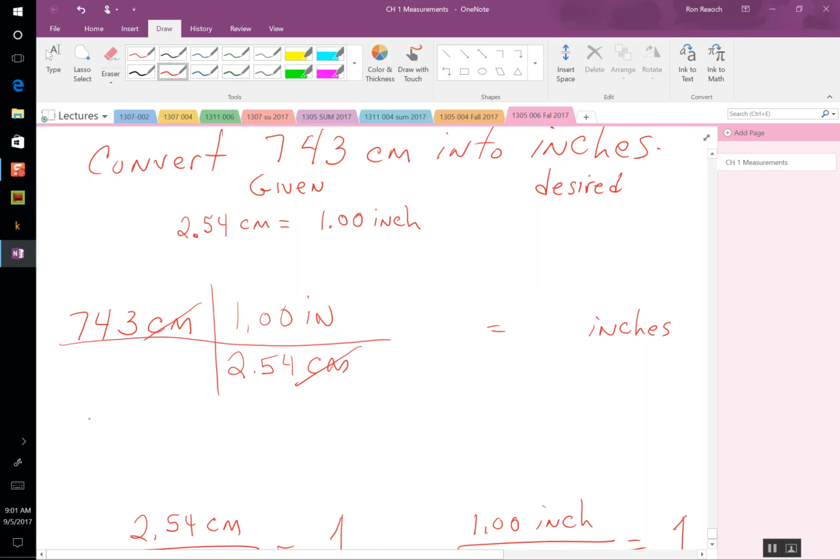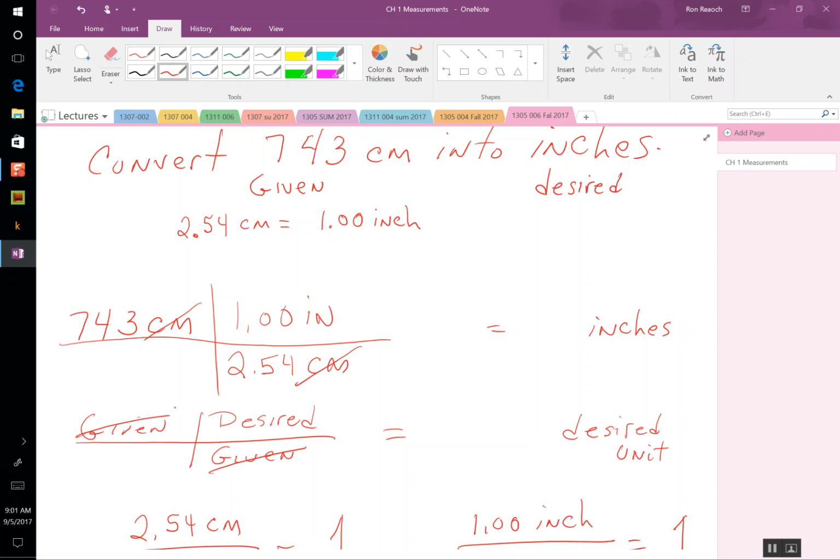What we've got here is our given unit, and what we've done is taken our desired unit divided by our given unit to get the desired unit. The given unit has gone away. We get our desired unit. So 743 divided by 2.54 equals, now I'm getting 292.519685 inches.